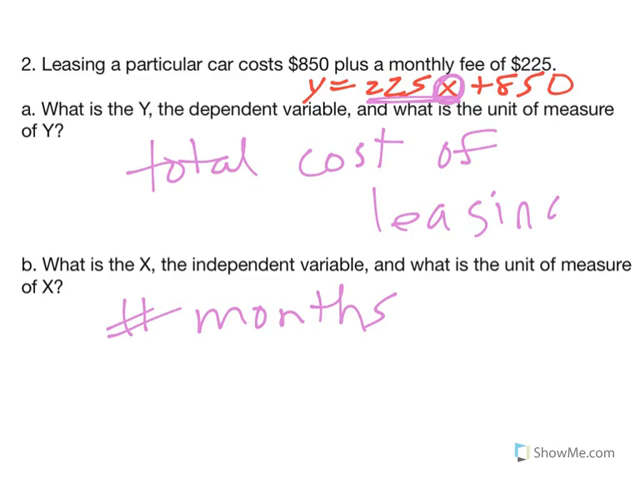Because when you look at the right side of this equation, I've got the monthly cost plus the initial fee. So the initial fee plus the monthly cost together is going to give you the total cost of leasing. And the total cost is going to depend on how many months you actually lease that car, right? If you only lease it for 2 months, your cost is going to be considerably less than if you lease it for 24 months. We always want to keep in mind what depends on what.